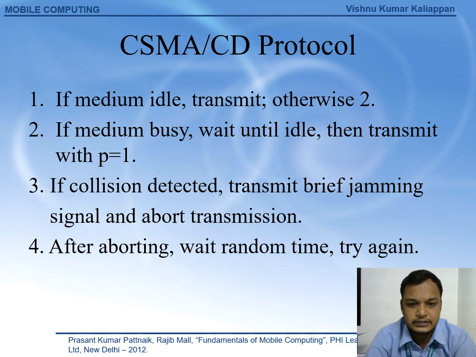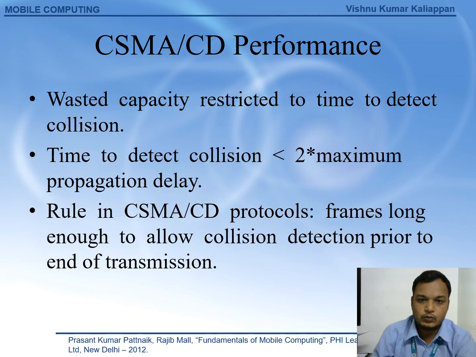If the medium is idle, it transmits; otherwise it waits. If the medium is busy, wait until idle, then transmit with probability 1. If a collision is detected, it transmits a brief jamming signal and aborts the transmission. In case any collision occurs, it completely aborts the transmission by jamming. After aborting, it waits for a random amount of time and then tries to send the data once again.